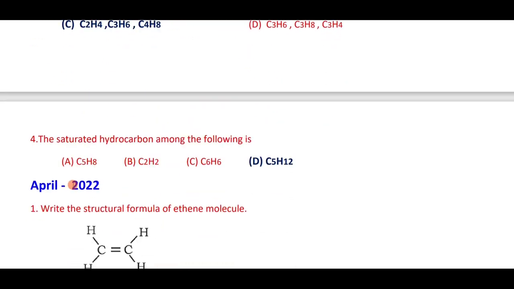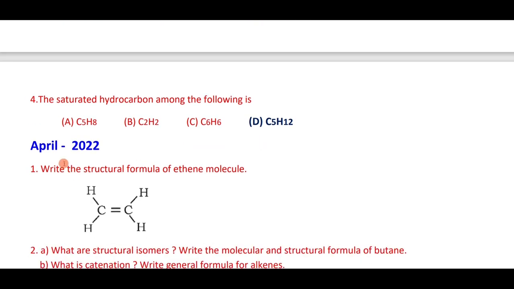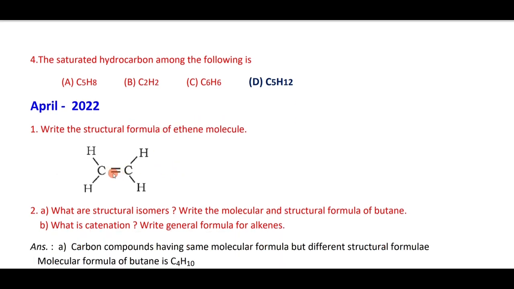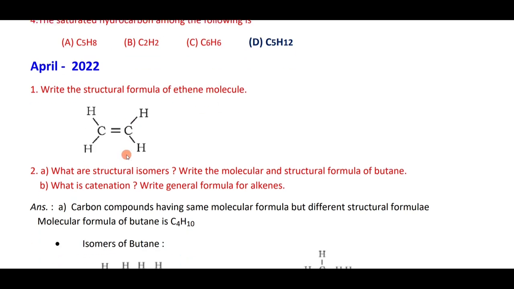The saturated hydrocarbon among the following is C5H12. Write the structural formula of ethene molecule. Structural formula of ethene molecule is with a double bond. Ene means double bond, eth means 2 carbon atoms.